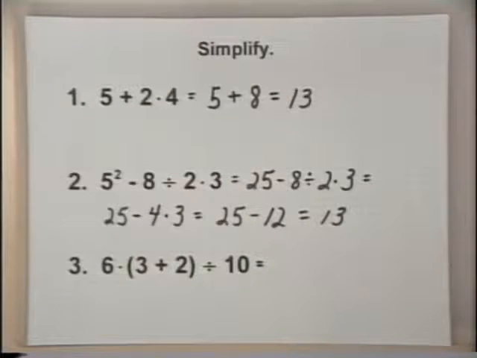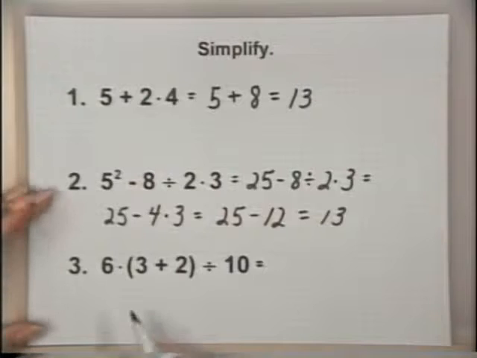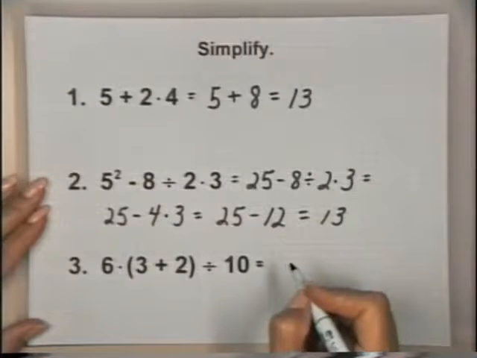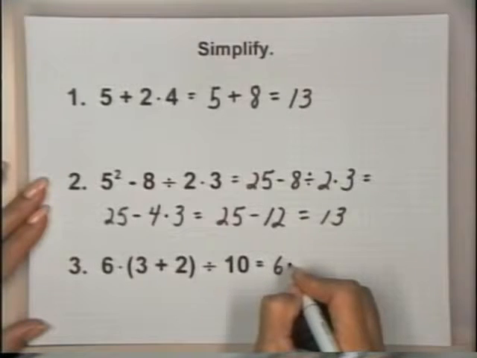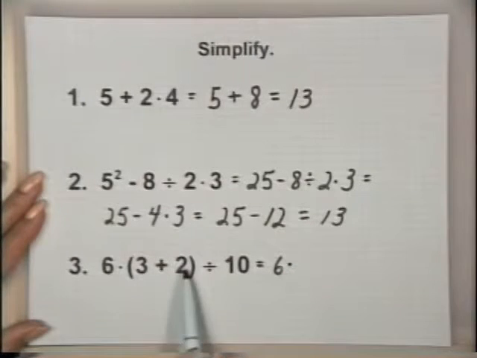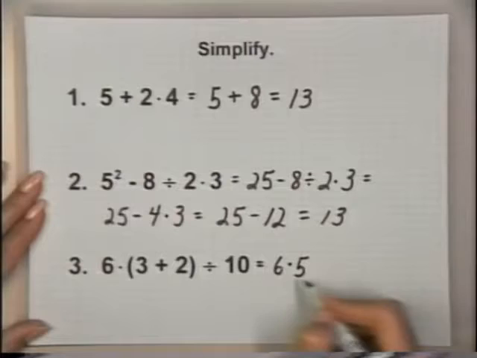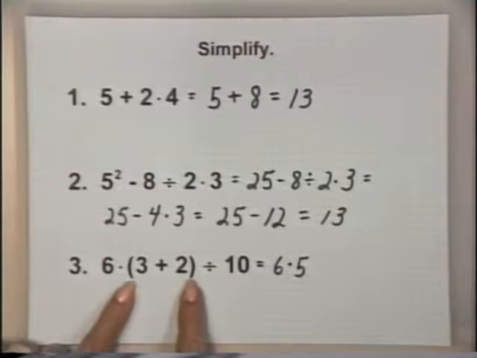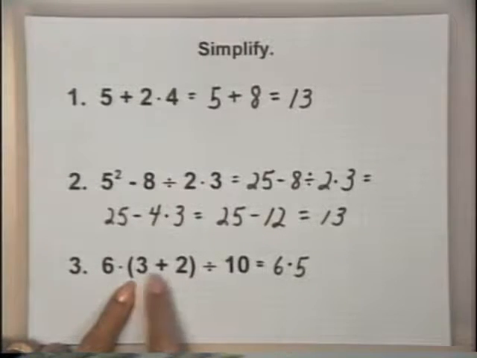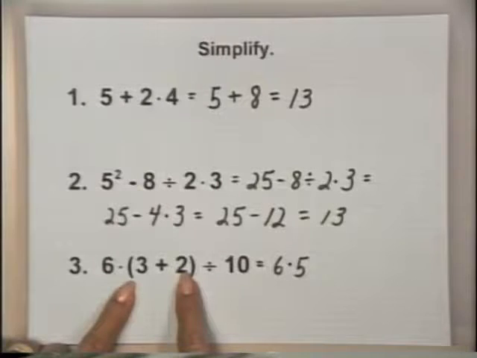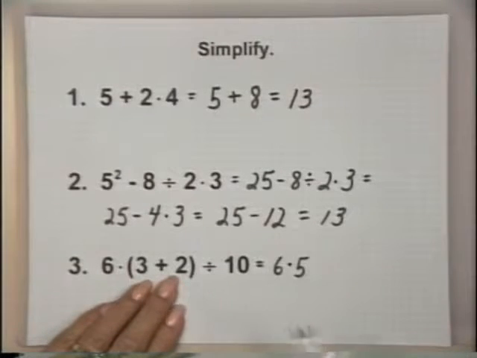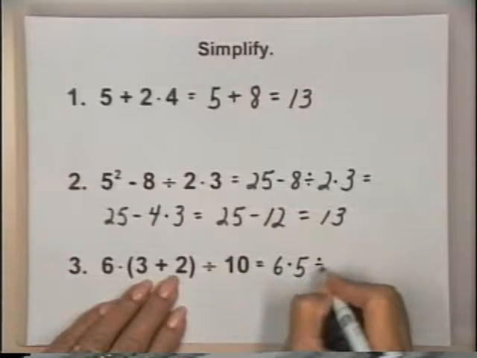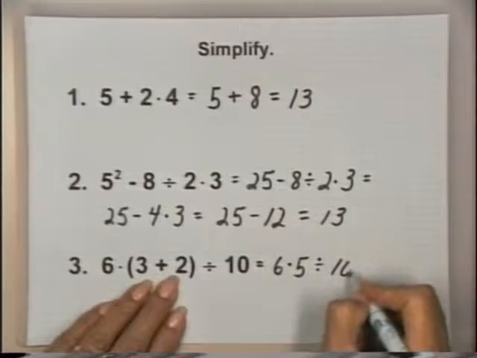Okay, so our order of operations says perform the operation in parentheses first. So we'll have 6 dot 3 plus 2 is 5. I no longer need the parentheses because I have performed the operation in parentheses, and the dot here tells me that I need to say 6 times 5. So I've taken care of the operation in parentheses. So let's write the division and then the 10.